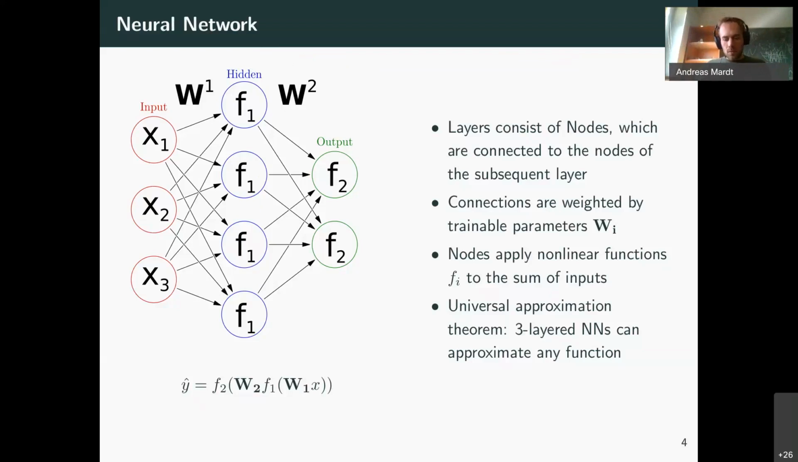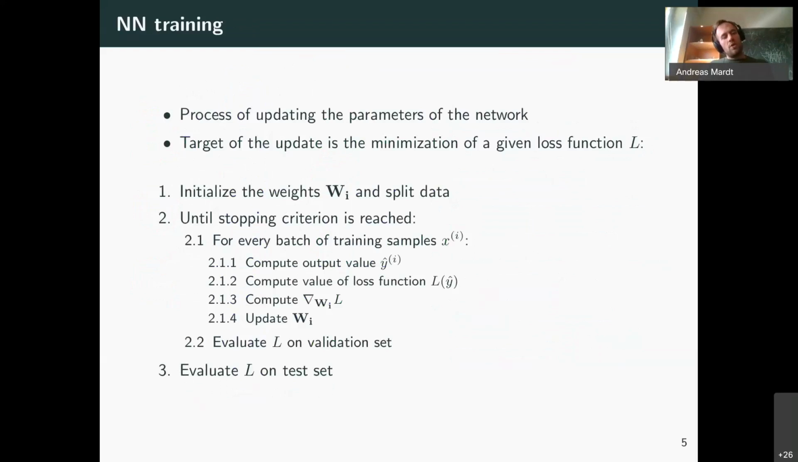Okay. So now the question is, as I already mentioned, I don't want to approximate any function. I want to approximate a very specific function. So how do I do this? We do this via training the parameters, which are these weight matrices, which I called W in the slide before. And for training, we basically need a target function. We need to say how good is the function the network resembles right now, according to some loss function.